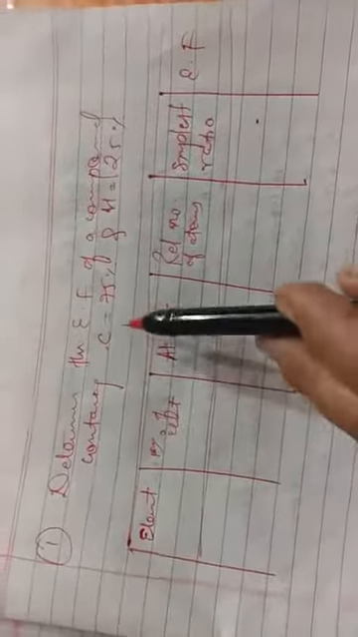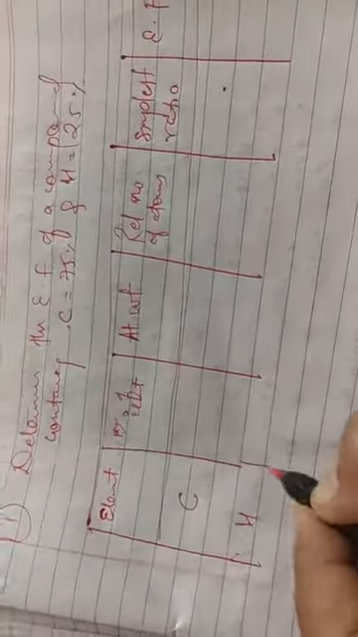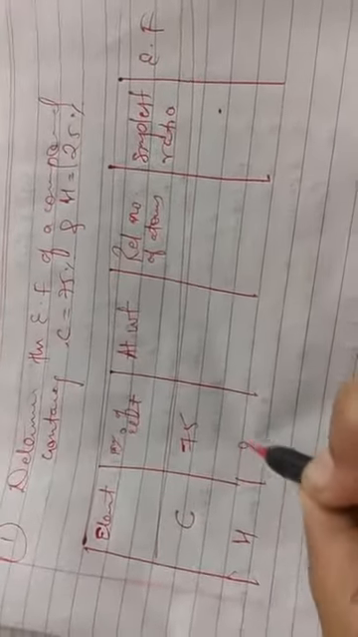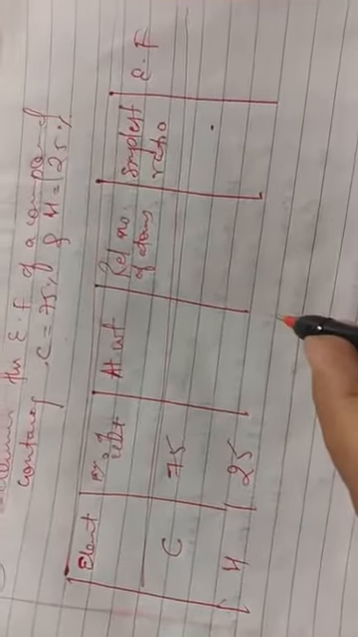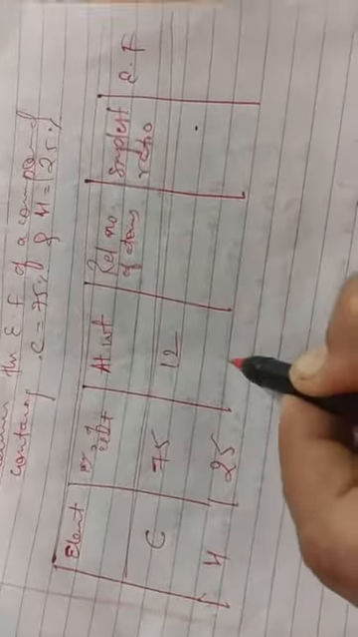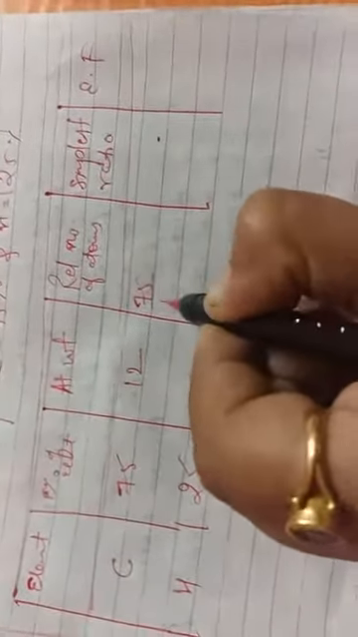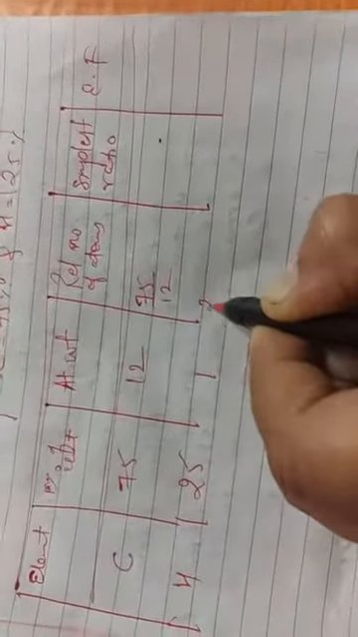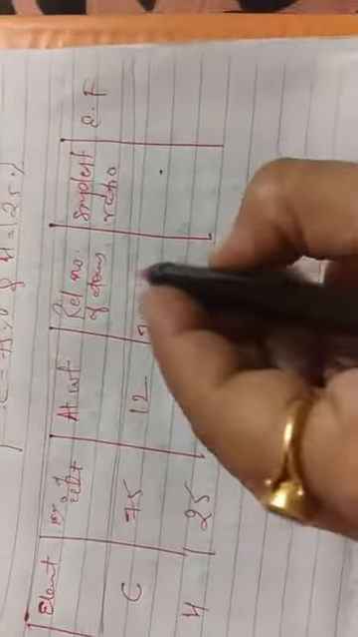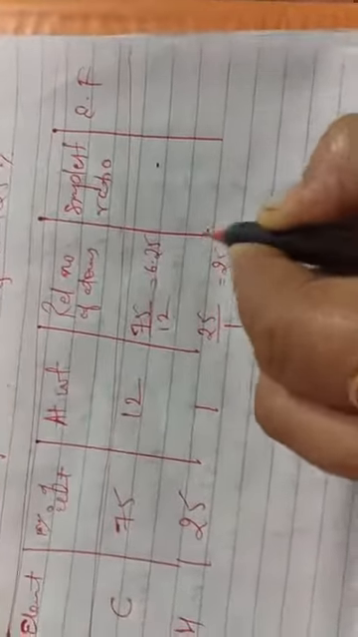Now here, how many elements are given? Carbon and hydrogen. Percentage: carbon 75%, hydrogen 25%. Atomic weight of carbon is 12, atomic weight of hydrogen is 1. Now for the relative number of atoms, 75 divided by 12, and here 25 divided by 1. So the answer will become 6.25, and this will become 25.